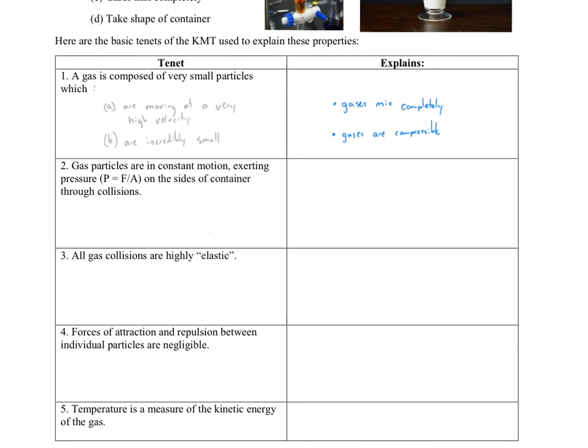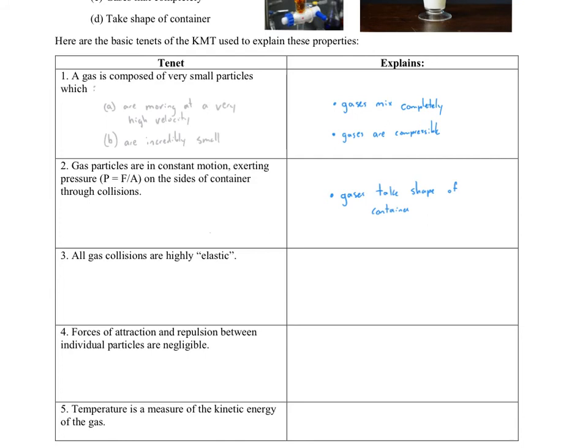The next one, number 2, says, gas particles are in constant motion, exerting pressure, which is force over area, on the sides of the container through collisions. And it should say also collisions with the sides of the container. So what does that explain about gases? Well, remember that gases take on the shape of their container. And this tenet is a pretty good explanation of why that is. If gas particles are in constant motion, exerting pressure on the sides of the container, that means that they will expand to fill the container they're in. They will basically explore to the boundaries of the container. And therefore, they will take the shape of their container because the particles are always moving, bouncing off the sides of the container.